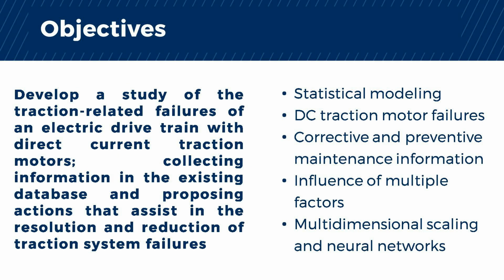The objectives of this work are to develop a study of traction-related failures of an electric drivetrain with direct current traction motors, collecting information in the existing database and proposing actions that assist in the resolution and reduction of traction system failures. Using these presets, statistical modeling on the raw data, focusing on DC traction motor failures, including corrective and preventive maintenance information, analyzing the influence of multiple factors, and using multidimensional scaling and neural networks to investigate these failure data.